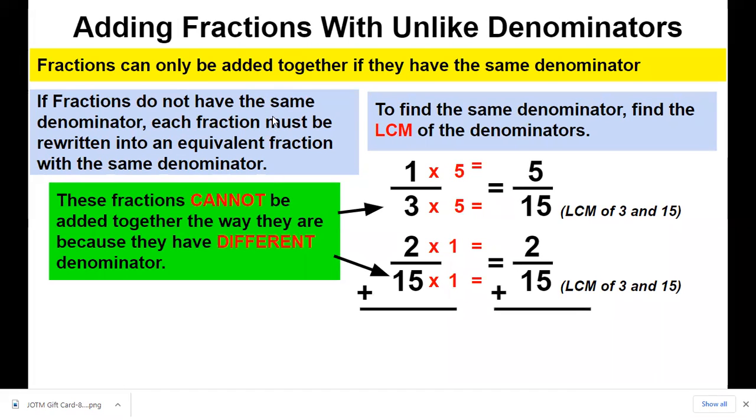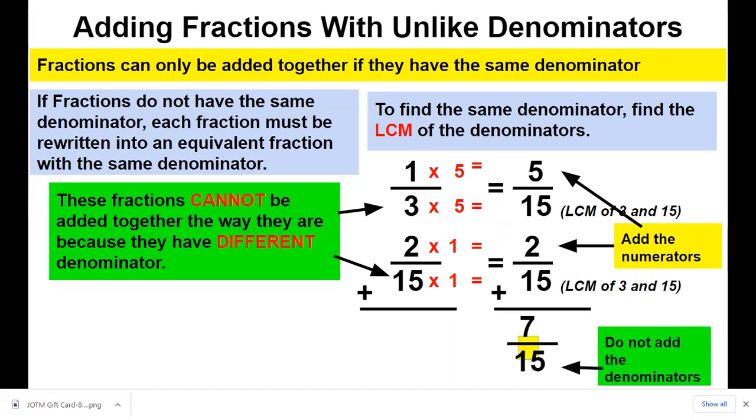So now I can add. I add just the top numbers, the numerators. 5 plus 2 is 7, and then I just keep the 15 a 15. 7/15 is my answer. Okay, good to go. Let's try again.